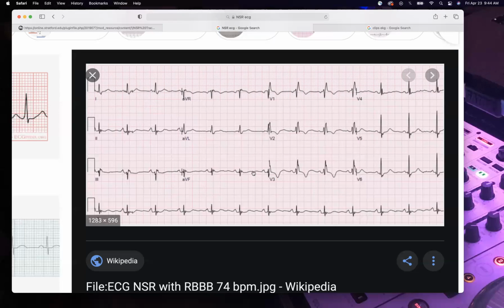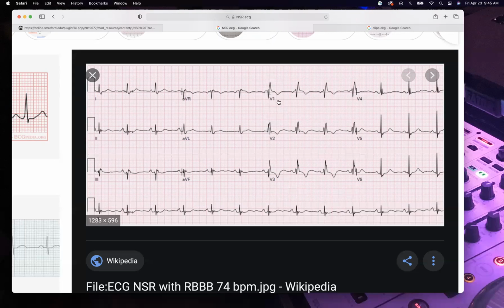Now, you look at the long lead 2. Do you see this QRS, QRS, QRS? Do you see the R, which is the pointy part up here? Can you see how they're pretty much even between each other? That's good. That means that the heart is beating normally. Because remember, when we read from left to right, it's timing.